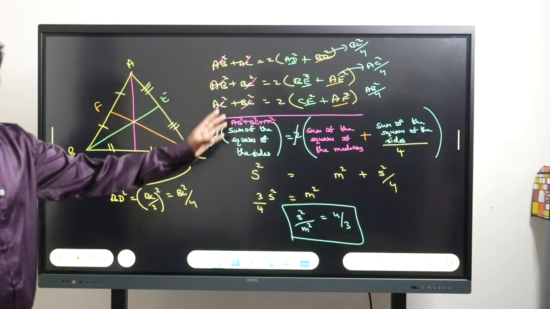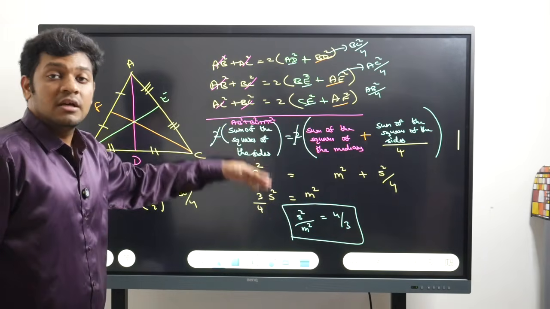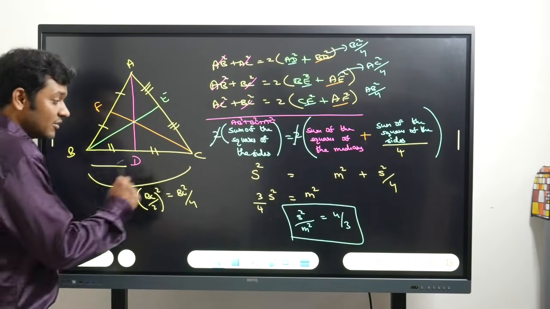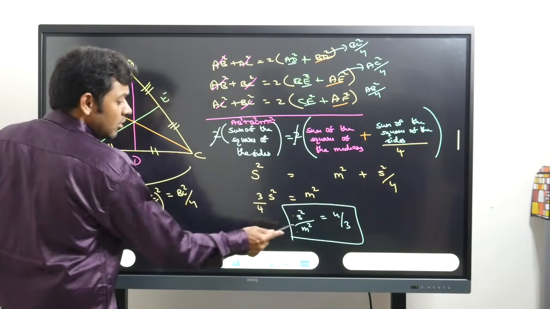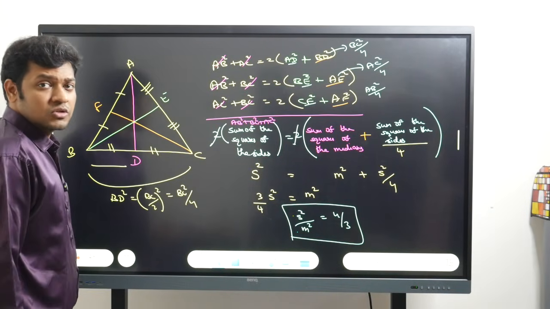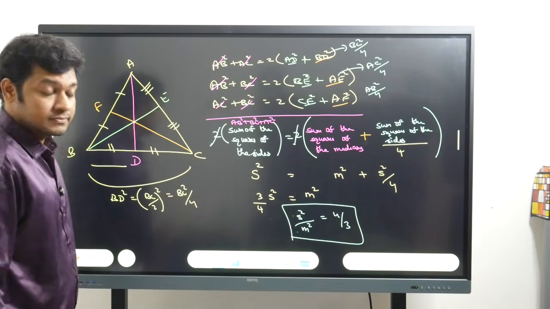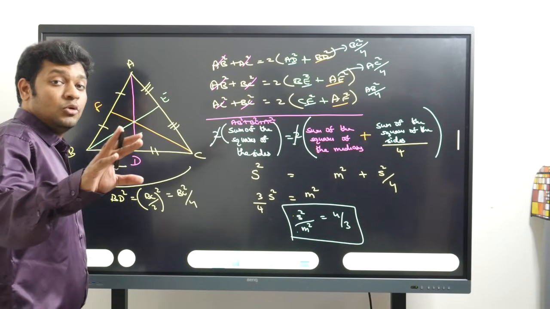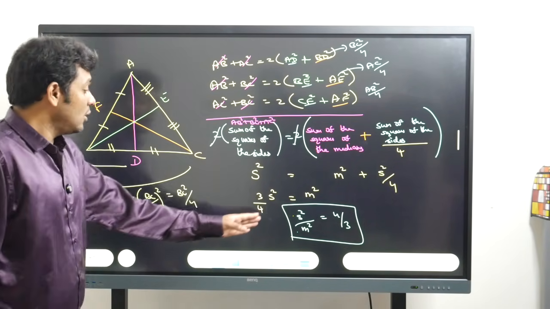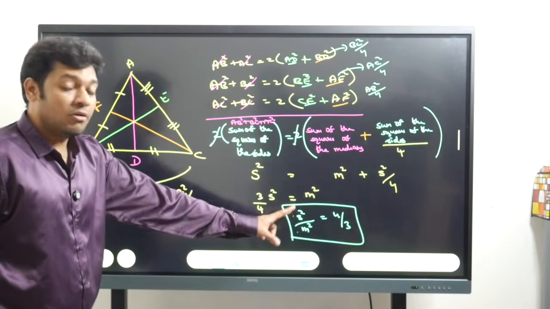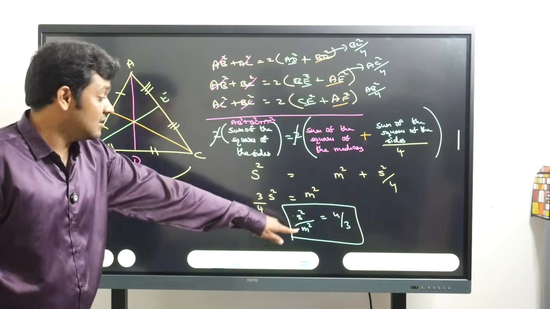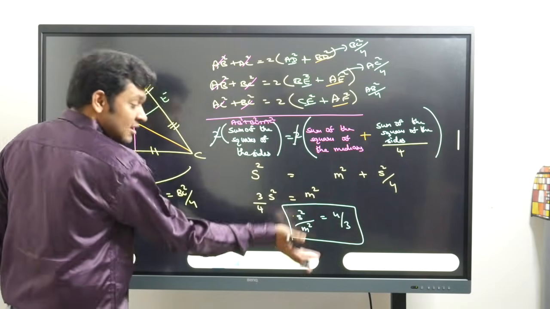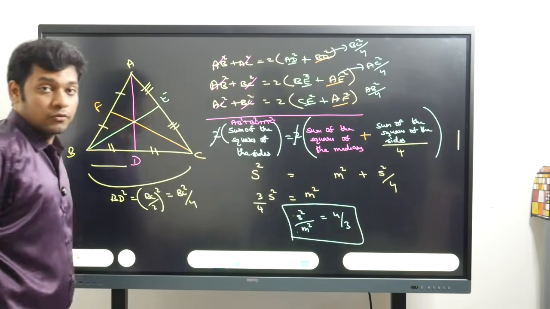So what is S square? The sum of the squares of the sides. What is M square? The sum of the squares of the medians. Therefore, in any triangle, please remember, the ratio of the sum of the squares of the sides to the sum of the squares of the medians will be 4:3. In case they give you the sides of a triangle and ask you to find the sum of the squares of the medians, you can simply apply this. The ratio of the sum of the squares of the medians to the sum of the squares of the sides will be 3:4. Please be careful in that.